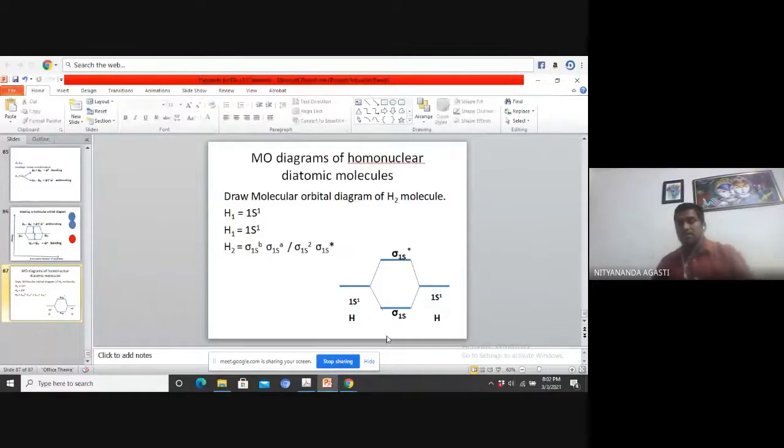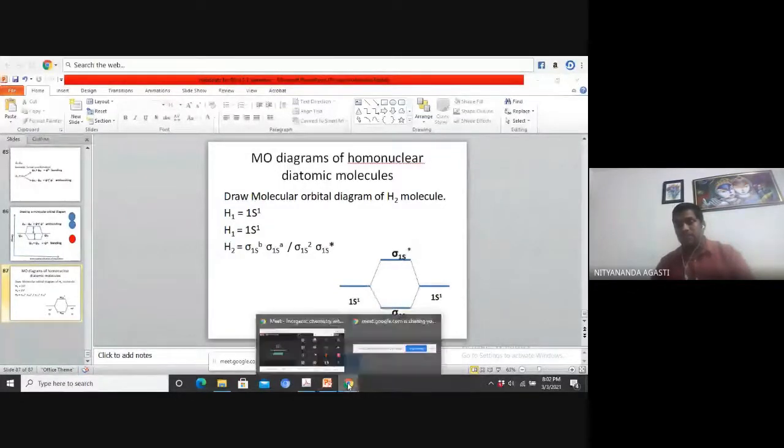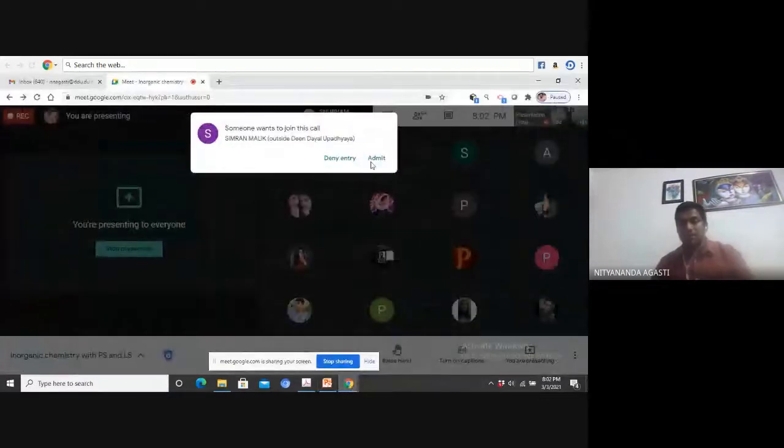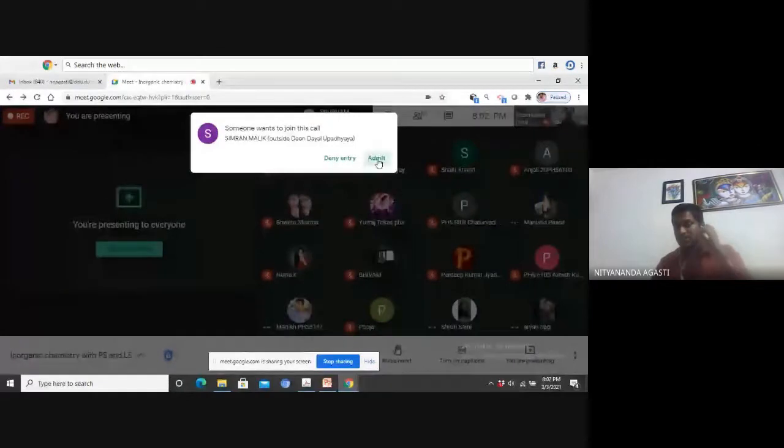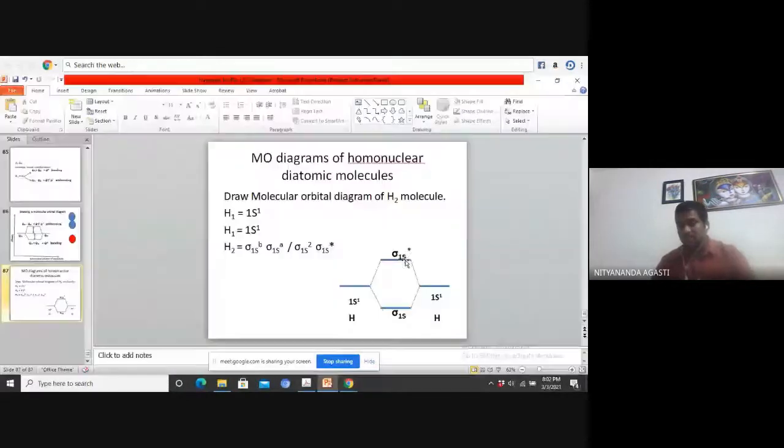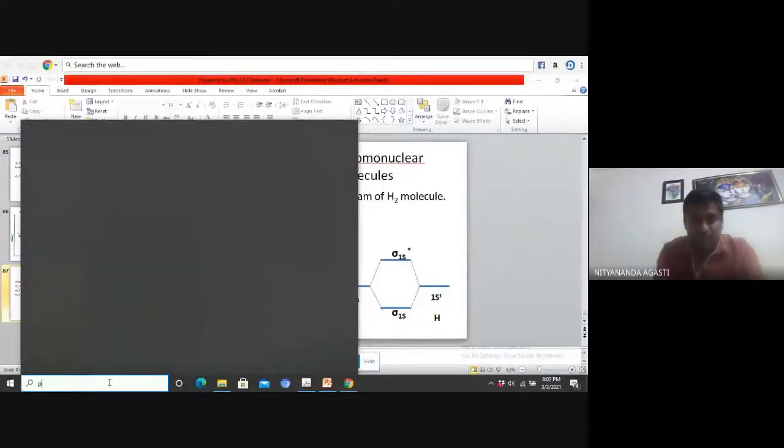I hope it is clear to all of you. This is 1s1 of one hydrogen atom, 1s1 of another hydrogen atom. Then you are combining them. You are getting two molecular orbitals. One is sigma 1s bonding. Another one is sigma 1s anti-bonding. Now you have two electrons. Let me draw it quickly. Allow me some time to draw the electrons.